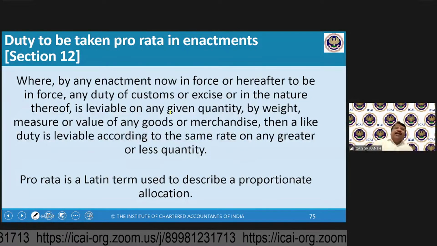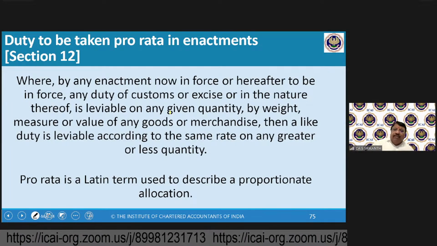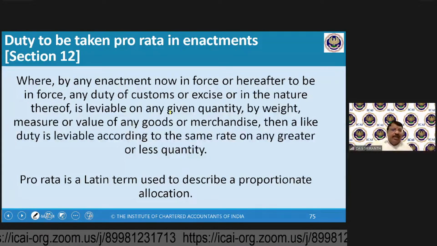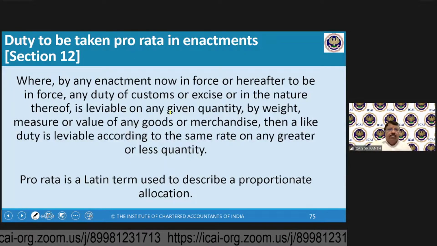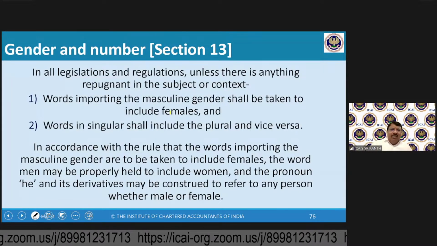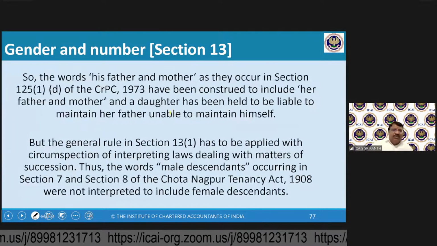Where any duty is being prescribed, if it is for a part of the year, then it should be pro rata, proportionately. Gender and number we've already seen. I don't want to waste your time. Masculine includes all that, and plural as well. Already we are aware of this.